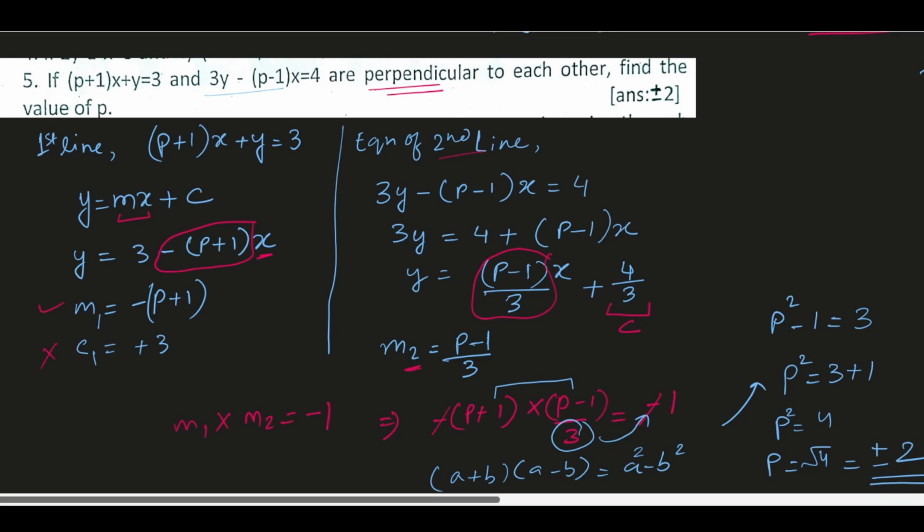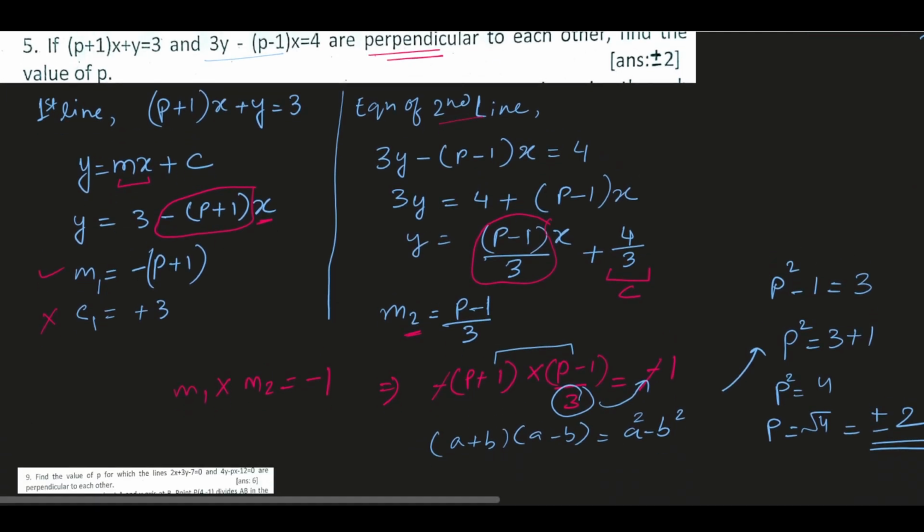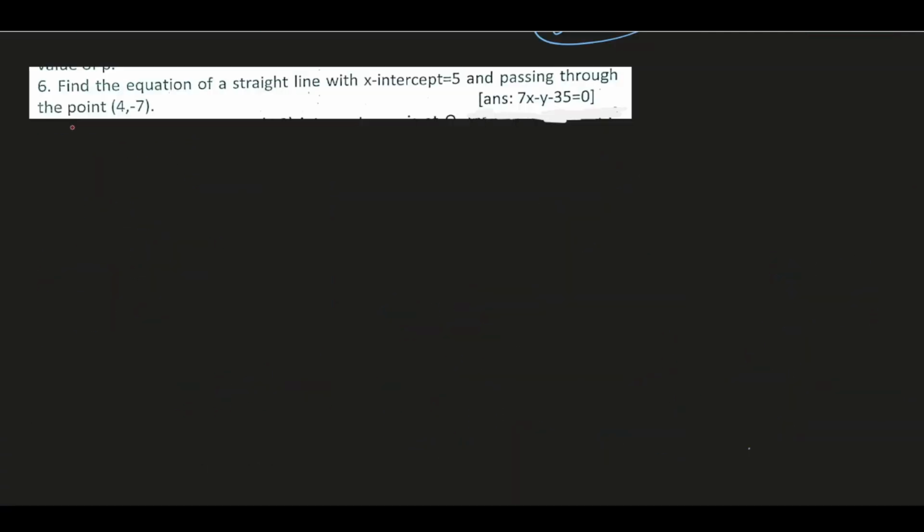So now let's move ahead to the next question. Question number 6. Find the equation of a straight line with x-intercept equal to 5 passing through the point (4, -1).